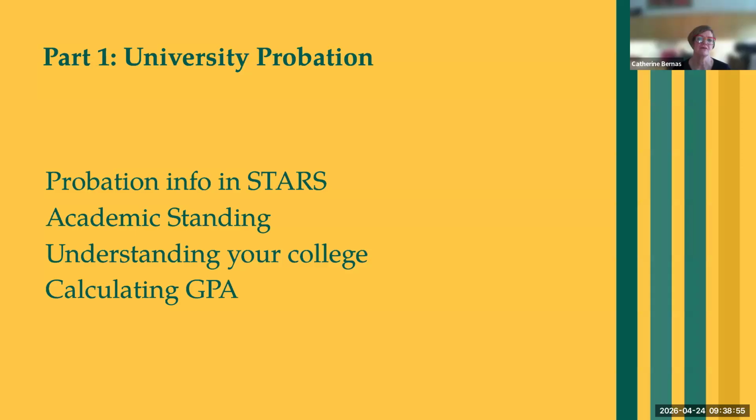Okay, so part one on university probation, like Susie said, is really going to be about the science of it, the mechanics of it. We're going to talk about where to find certain key data points in the STARS platform when looking at an individual student's profile. We're going to spend a little time talking about academic standing or academic statuses. Those are critical data points for probation. We want to talk a little bit about understanding your specific school or college and how they handle probation, because it might be different depending on where you work. And then Susie's going to talk about calculating GPAs.